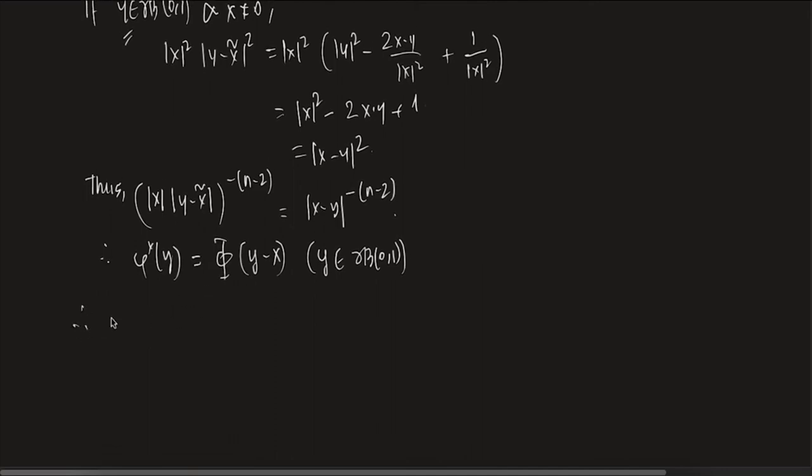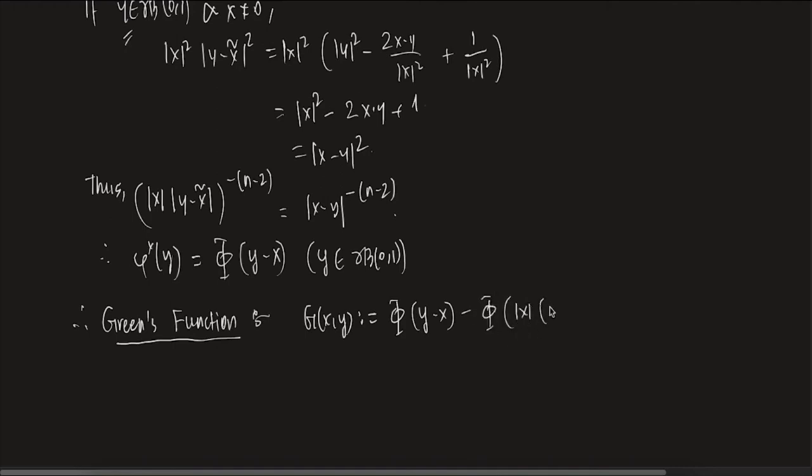So let me write down that therefore the Green's function. How do you write Green's function? G of x y will be defined as the fundamental solution of y minus x, minus the fundamental solution of mod x times y minus x tilde. This is for x, y in B01 such that x not equal to y. Is this clear? The fundamental solution minus phi x of y, that is our Green's function.